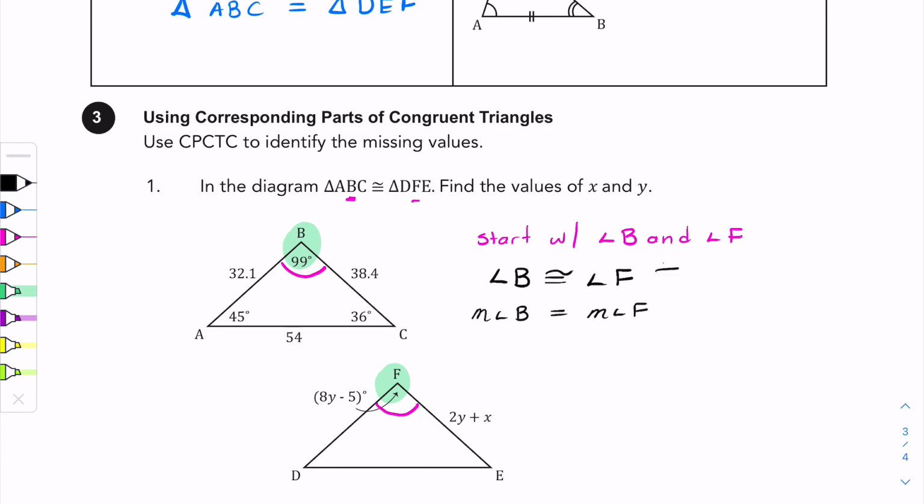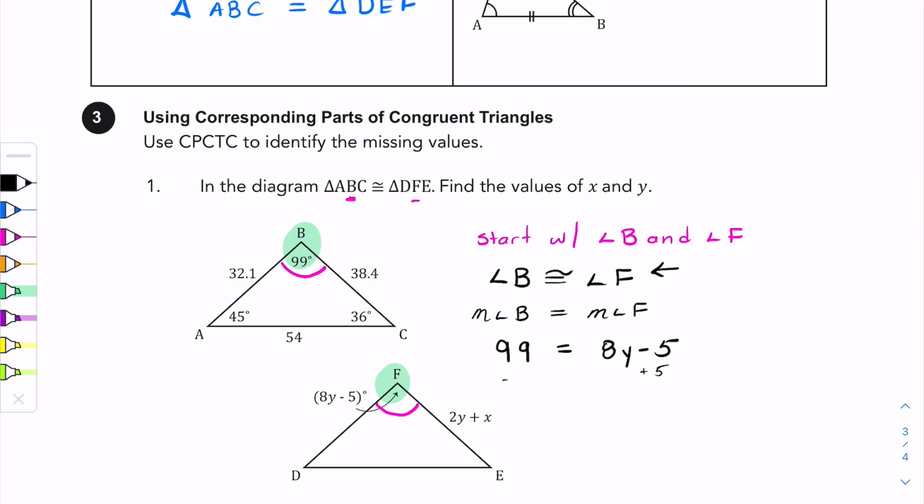So first I started noting that they are congruent, and then in this next step I just turned it to an equal sign. Also, don't forget when you use an equal sign, you need to use your little measure symbol. From here I'm going to use substitution, which I substitute 99 for angle B and 8y minus 5 for angle F.